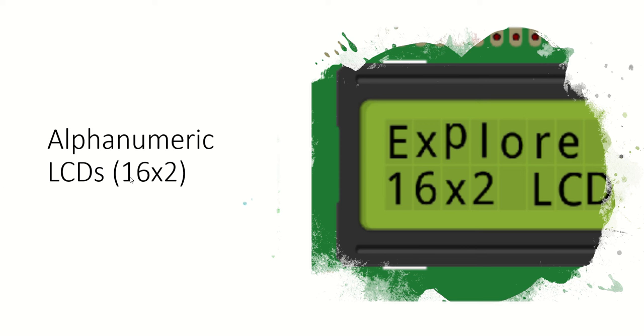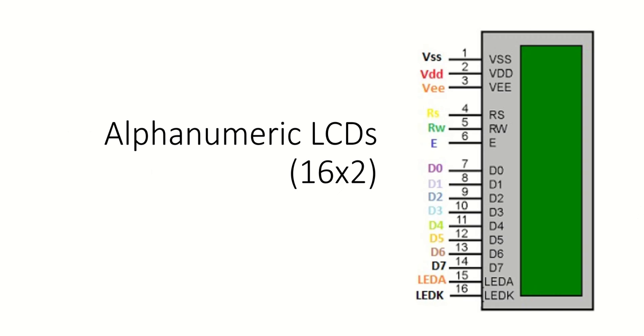What exactly is meant by 16 cross 2 is that you will get 16 characters on one line and 16 characters on the other line. So it has two lines of 16 characters, which is why it is called a 16 cross 2 alphanumeric LCD. In this LCD we will be able to display only alphabets and numerical values, that's why it is called alphanumeric LCD. We will also have the graphical LCD where we can print graphics as well, but that we will not consider as a part of this chapter.